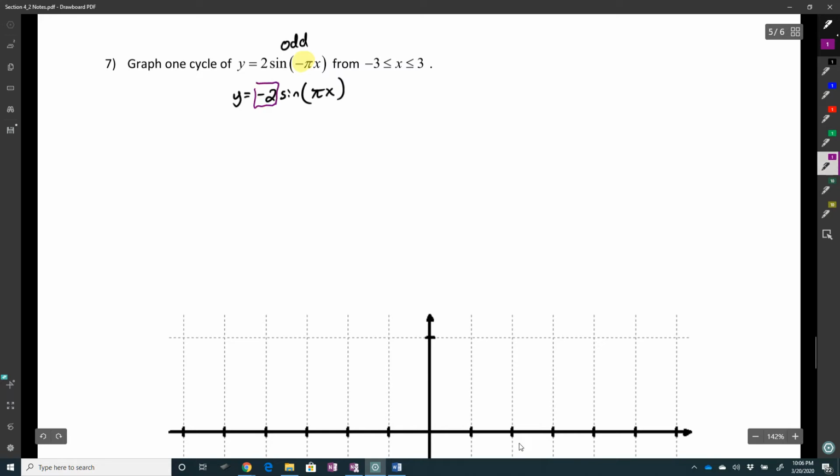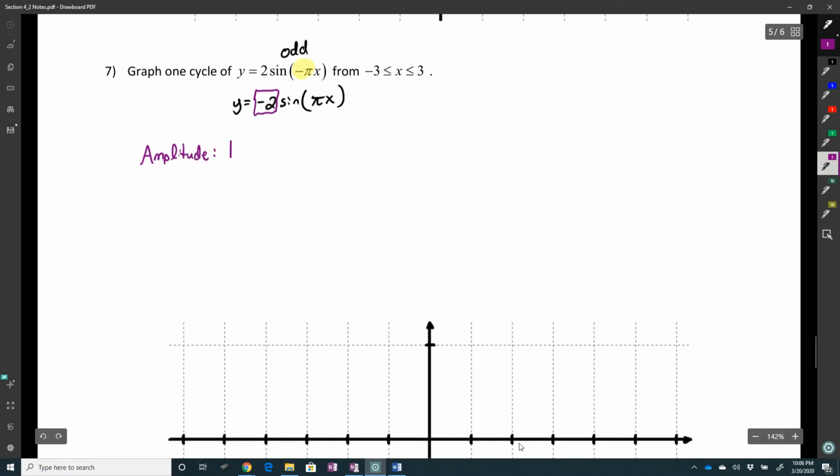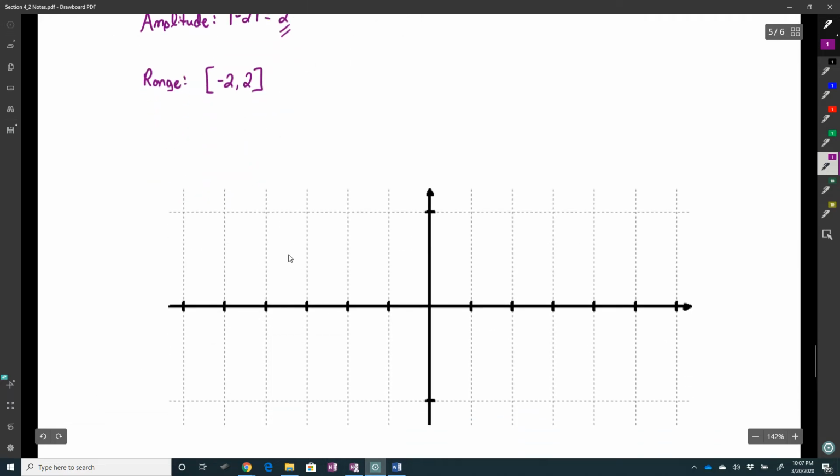We look at this number. This gives me the amplitude. So the amplitude is the absolute value of -2. Okay, so the absolute value of -2 is just 2. This means that the range is going to be bracket -2 to 2. So if I go to my graph, I know that it's going to be +2 up here, -2 down there.